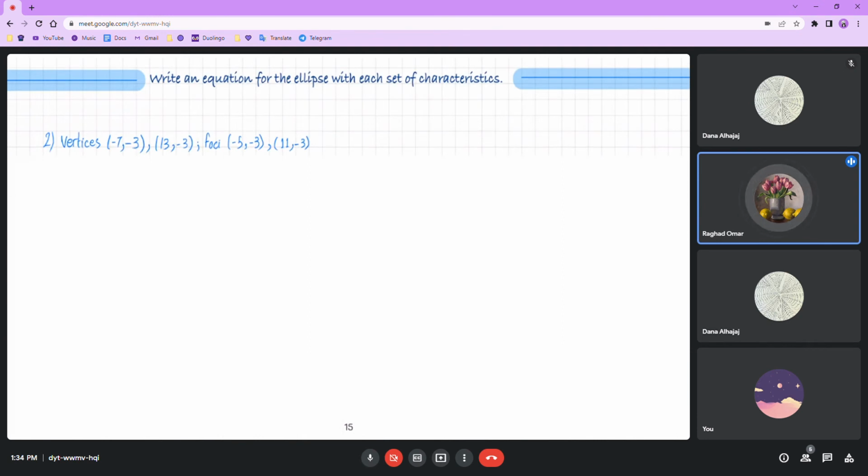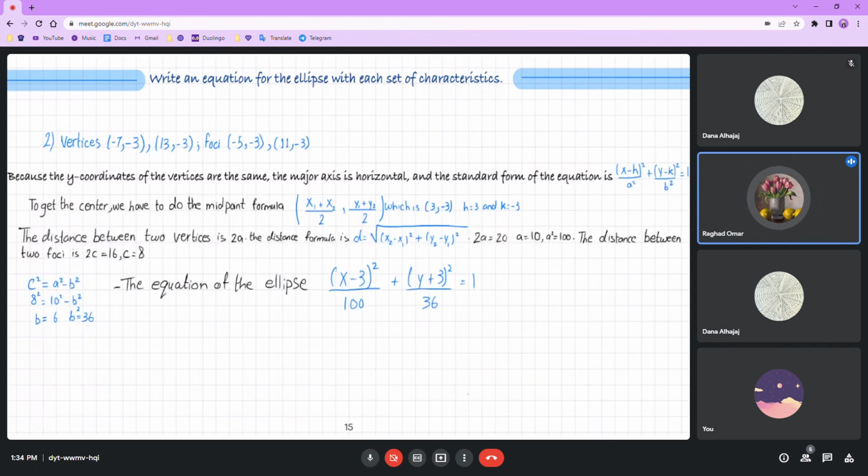The second question is writing an equation for the ellipse with these characteristics. We have the two vertices and the two foci points. Because the y coordinates of the vertices are the same, the major axis is horizontal, and the standard form of the equation is x minus h squared over a squared plus y minus k squared over b squared, which equals 1. To get the center, you have to do the midpoint formula, which is (3, -3). H is 3 and k is -3.